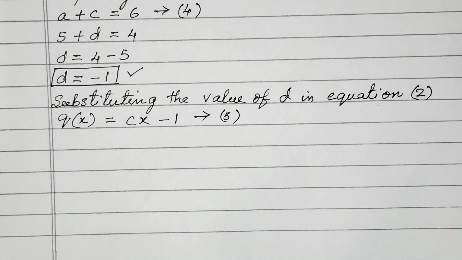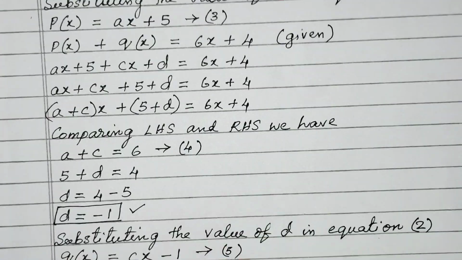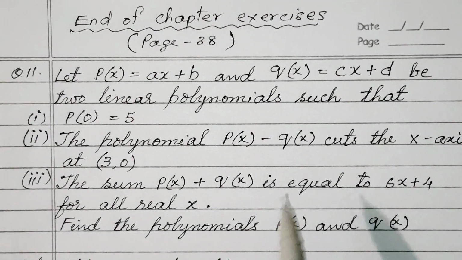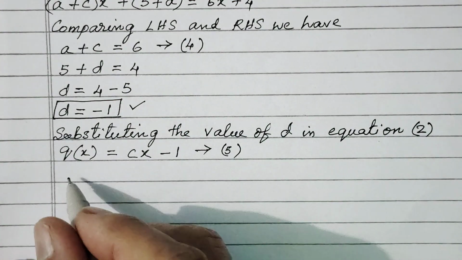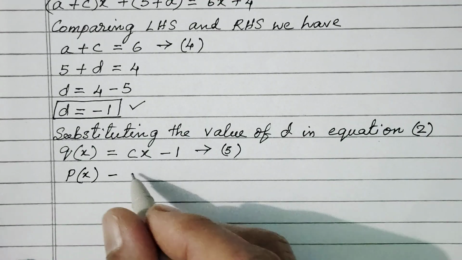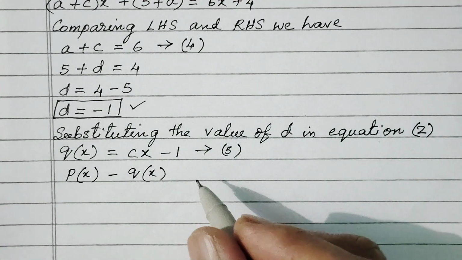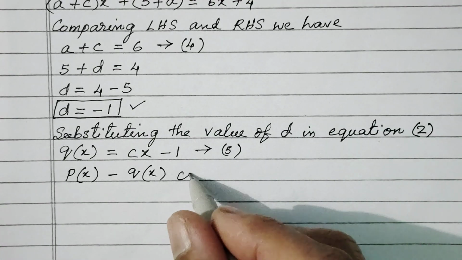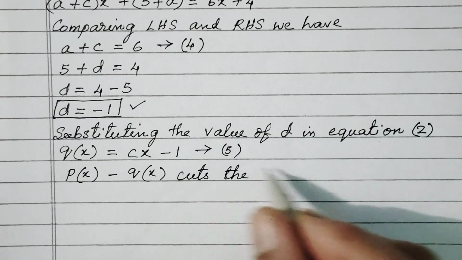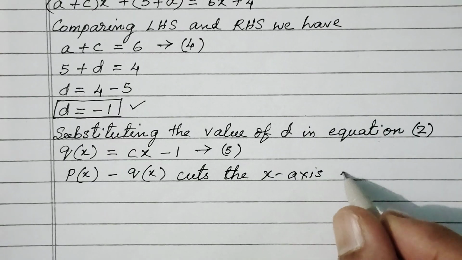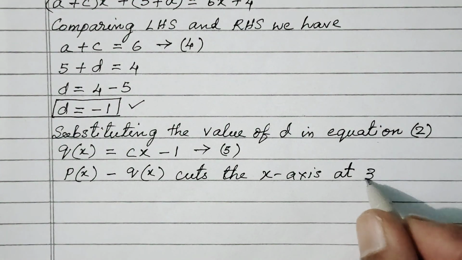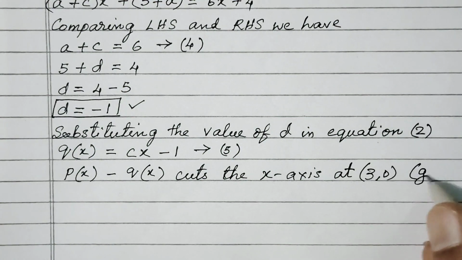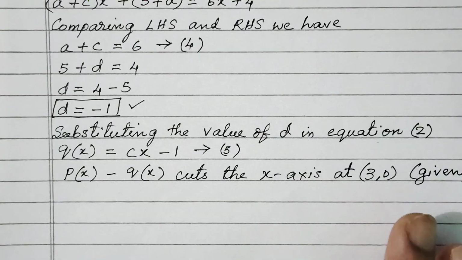Now we have been given that p(x) minus q(x) cuts the x-axis at (3, 0). This is given to us.